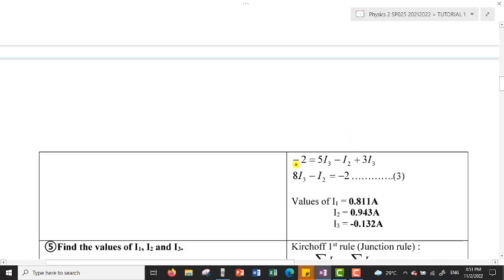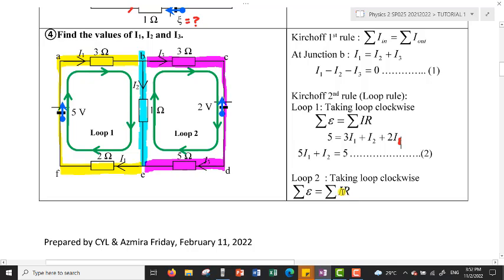So I have negative 2, and then I consider the product of current and resistance. If we refer to the loop, we find that the direction of I3 is the same as the direction we travel in the loop. So I3 will have a positive sign. The I3 passes through the 3 ohm resistor, so we have 3 I3, and then 5 multiplied by I3, okay?